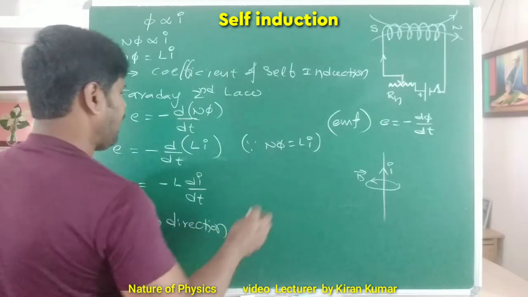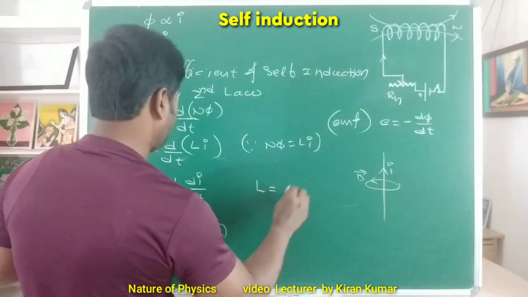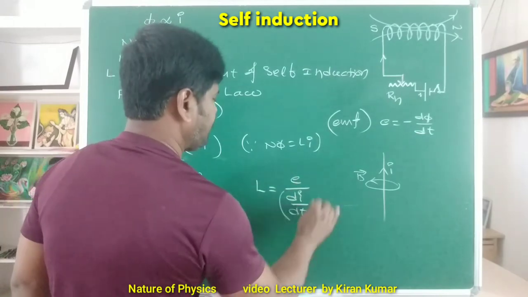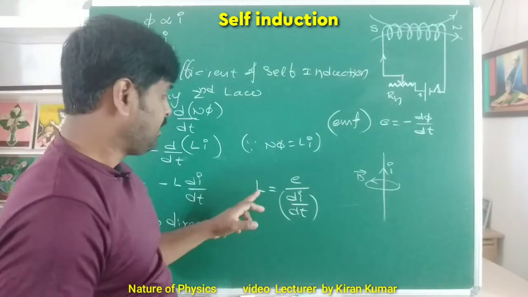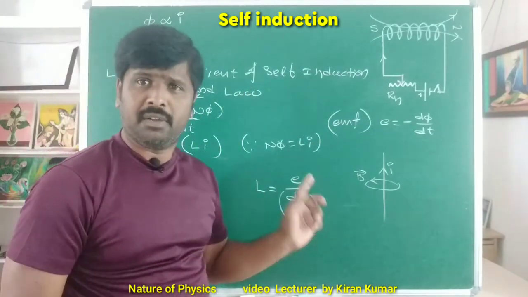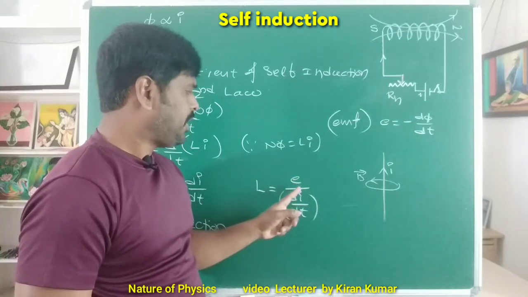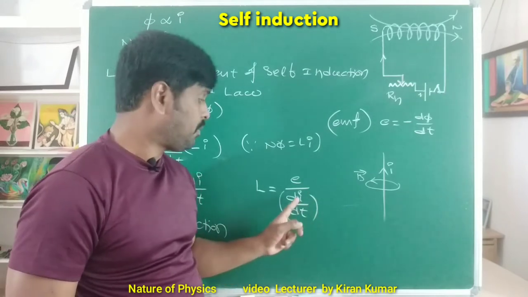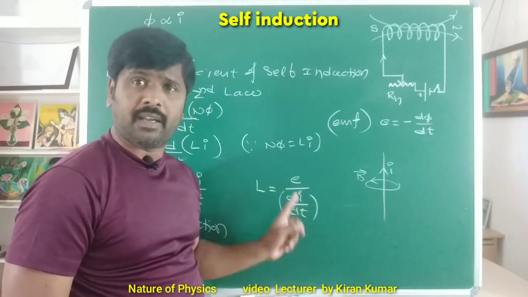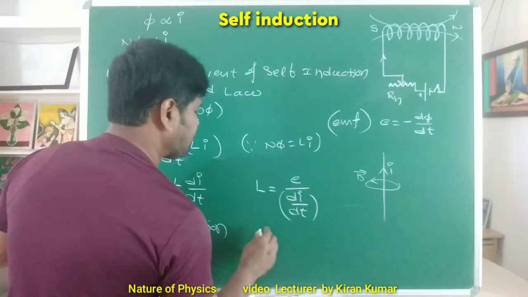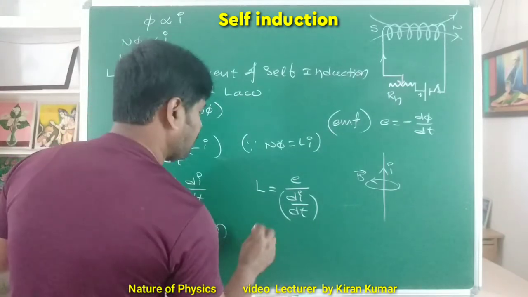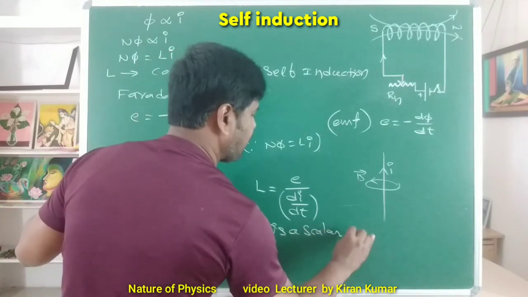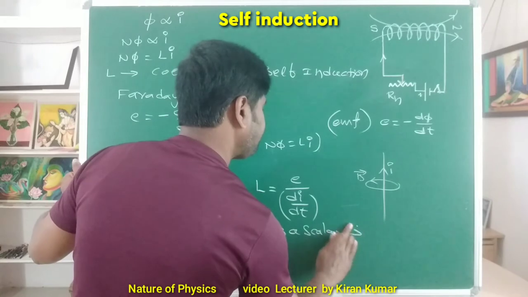We can write L equal to E divided by dI by dt. So it is defined as a ratio. L, the coefficient of self-induction, is defined as the ratio of induced EMF to the rate of change of current. Before going to the SI units, it is a scalar quantity.